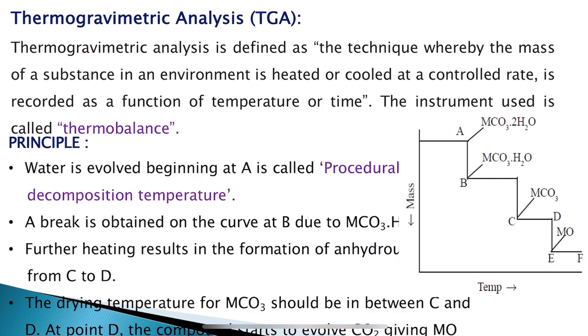So, the first one is thermogravimetric analysis. As I told, thermogravimetric analysis is abbreviated as TGA. Okay. What is meant by thermogravimetric analysis? Thermogravimetric analysis can be defined as the technique whereby the mass of a substance in an environment which is heated or cooled at a controlled rate is recorded as a function of temperature or time.